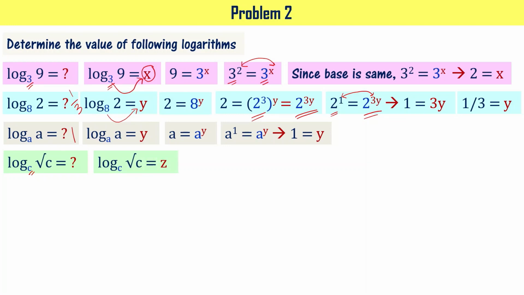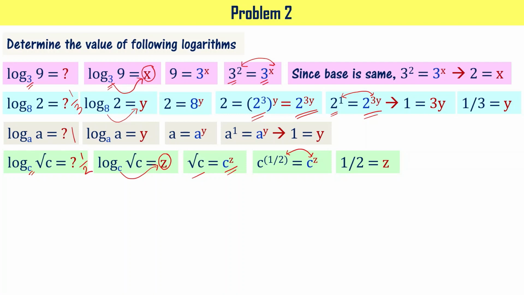When I rearrange, c becomes the base and z becomes the power, right? So you can write it as root c equal to c power z. As you see here, root c can be written as c power half. Now when you compare the bases c and c, since they are the same, you can equate the powers, and that's why you get z equal to half. It means log root c of base c is 1 by 2, right?